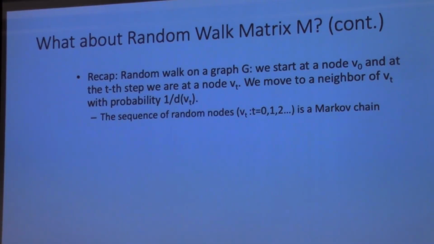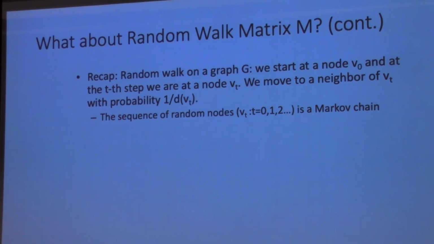So we have a random walk on a graph G. Now we start doing random walks, like PageRank. We start at node V0, and after t steps, we end up in node Vt. We move to a neighbor with probability 1 over the degree. Each time we go to a node, if there are multiple paths, we divide evenly.